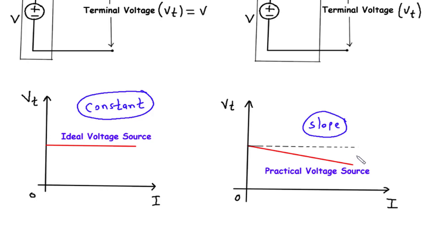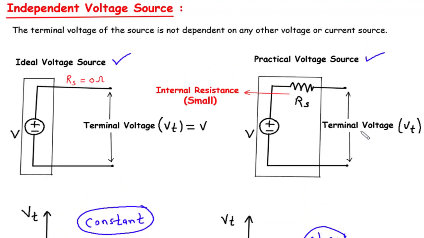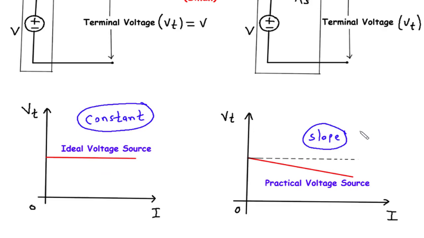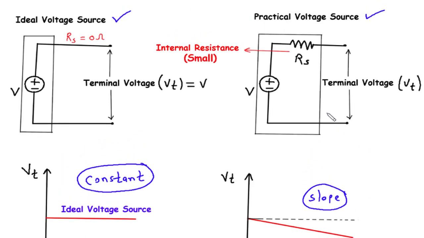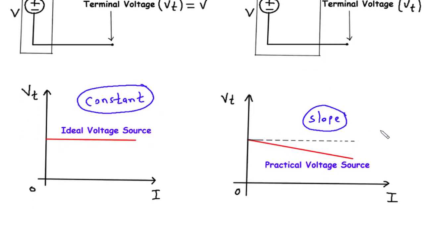A steeper slope corresponds to a higher internal resistance, meaning that the terminal voltage drops more significantly as the current increases. It's important to note that even though the terminal voltage decreases with increasing current in a practical voltage source, it still remains relatively stable within a certain range. The decrease is typically small and depends on the internal resistance of the source. By considering the internal resistance, the characteristics graph of a practical voltage source provides a more realistic representation of its behavior in real-world circuits.